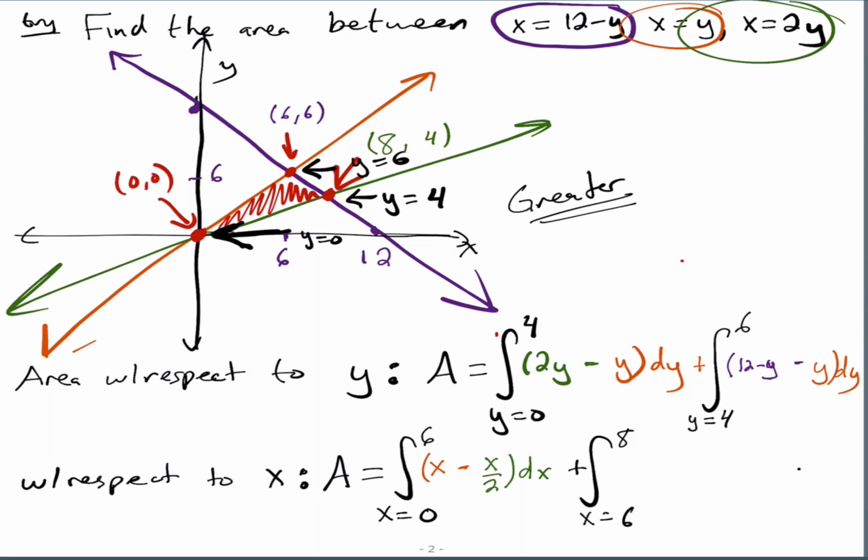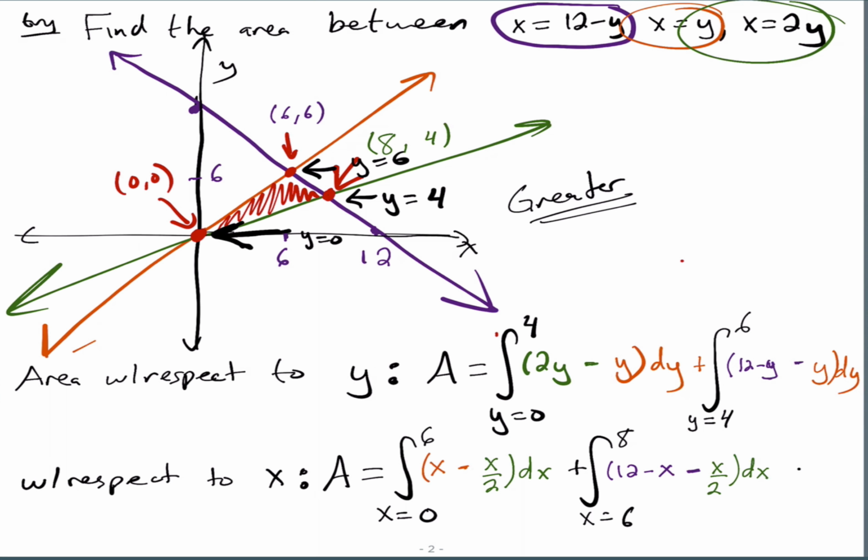which one's the greater function? From x equals 6 to x equals 8. The greater function is the purple, right? The purple function is greater. So 12 minus y, but I'm not going to write 12 minus y, right? You have to solve for y. So it's going to be 12 minus x. And then take that minus the green, right? Which is x over 2 dx.